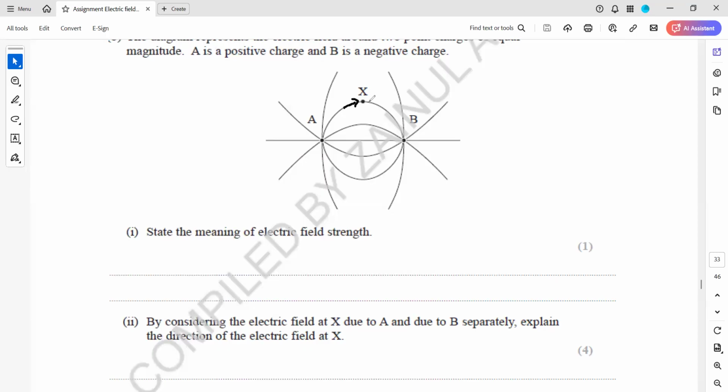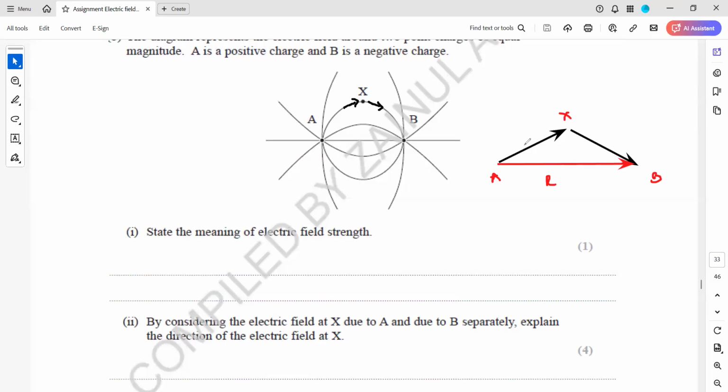So this is the direction of the force and this is the direction of the force. So when we combine these two electric fields, one is due to A to X, another one is from X to B. When we combine these, we get a resultant direction, from the tail of the first to the head of the last, that will give us the resultant direction. So the resultant force will be from A to B.